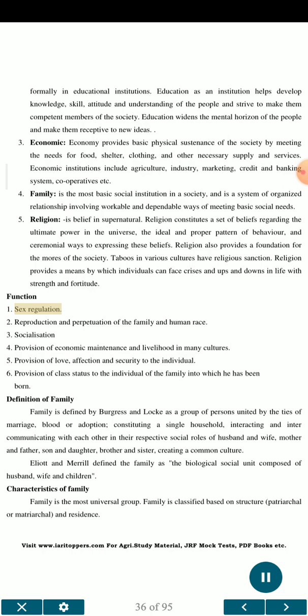Functions of family. 1. Sex regulation. 2. Reproduction and perpetuation of the family and human race. 3. Socialization. 4. Provision of economic maintenance and livelihood in many cultures. 5. Provision of love, affection and security to the individual. 6. Provision of class status to the individual of the family into which he has been born.